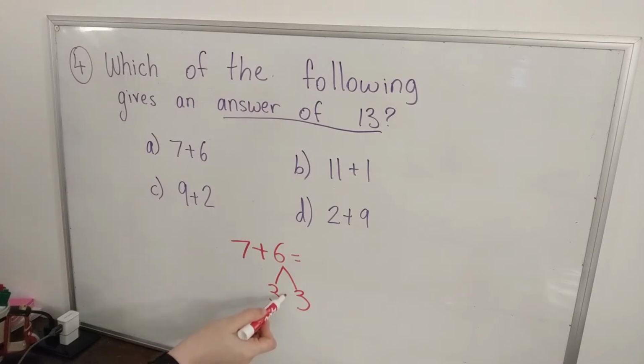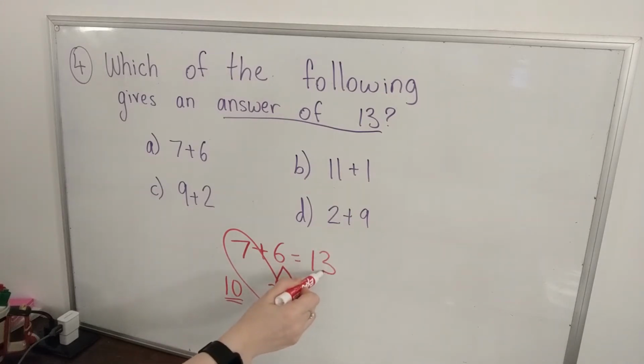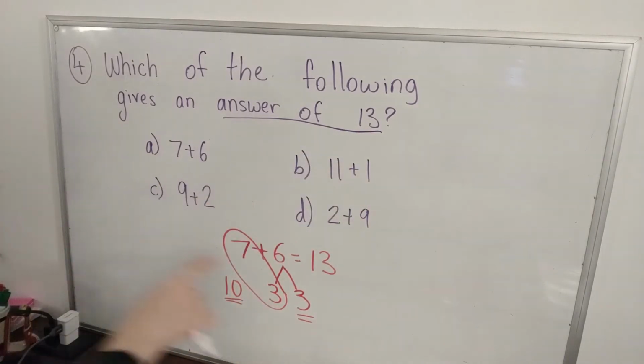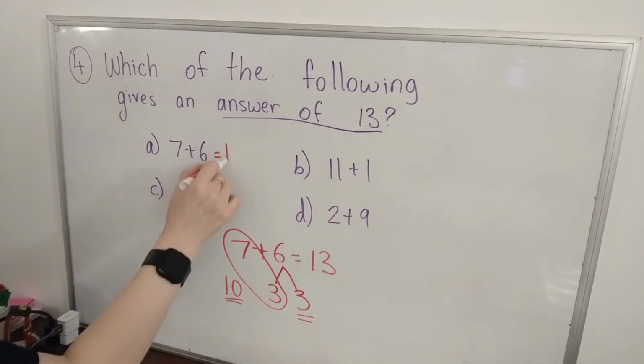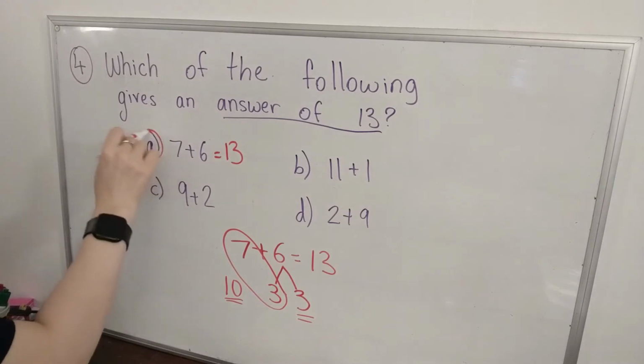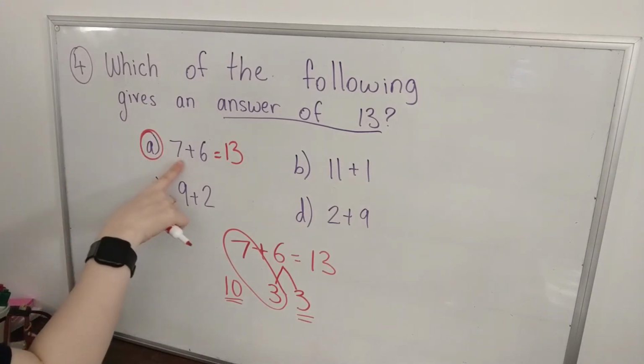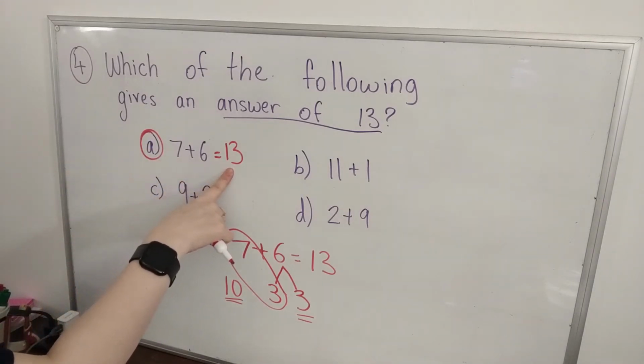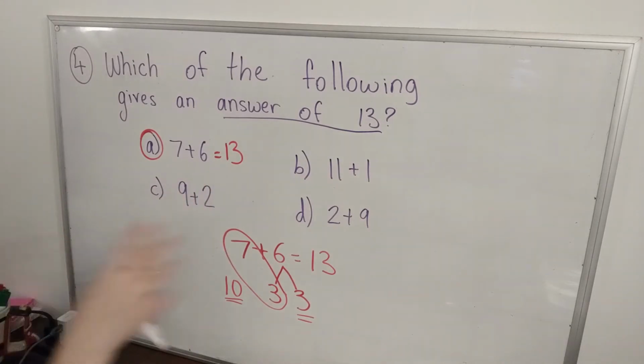Now let's do the adding. 7 plus 3 is 10. 10 plus 3 is 13. Check it out. We got it on the very first one. I'm going to circle A. A gives us the answer of 13. But just to be sure, let's go ahead and do the other ones as well, okay?